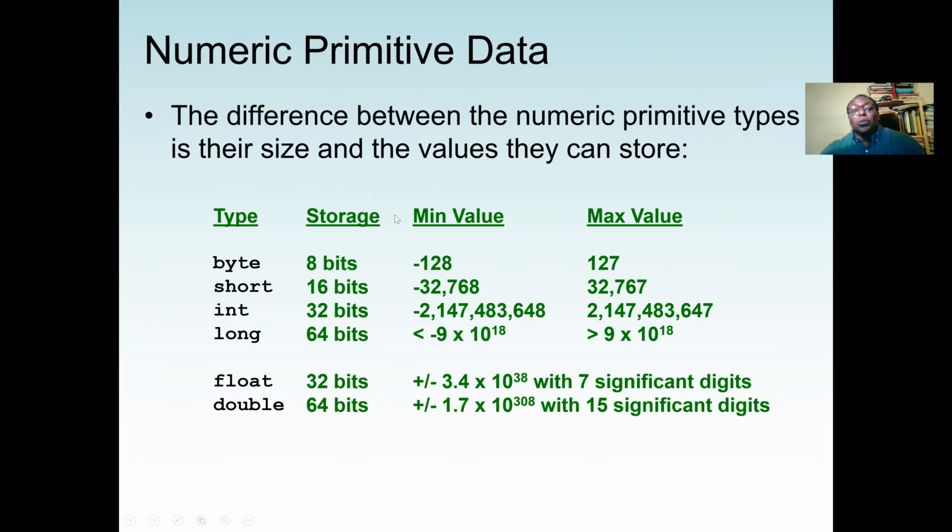This is an example of numeric primitive data types. We have byte, which is 8 bits, from -128 to 127. We have short, which is 16 bits, int 32, long 64, float 32, and double 64.